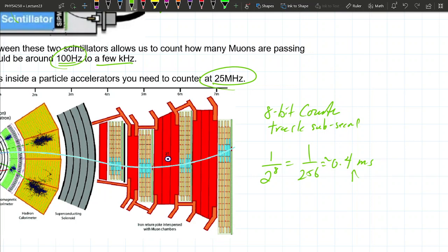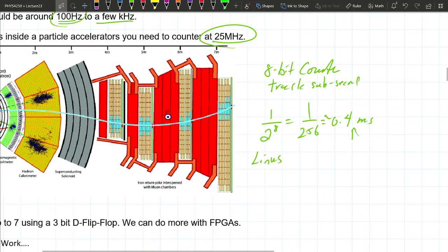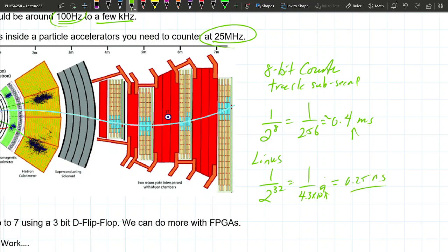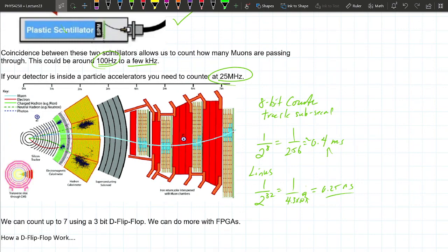But if you were using a Linux operating system, where it keeps track of time down to the nanoseconds, it actually does this with 32 bits of memory. 2 to the 32 is 4.3 billion, which is about 10 to the 9. So it can actually keep track of time down to 0.025 nanoseconds, okay? And you're just investing resources to keep track of this time, because you may not want to spend too much.